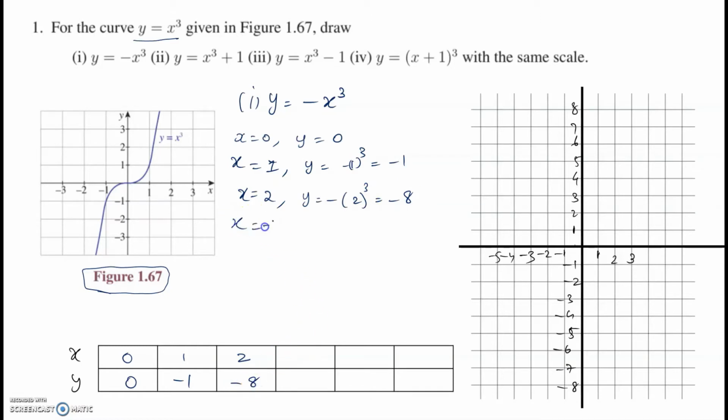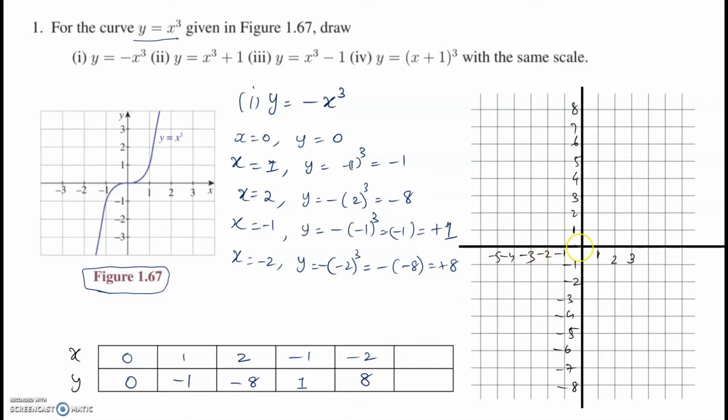If x is equal to, let's say, minus 1, then your y will be equal to minus of minus 1 the whole cube, which is minus of minus 1, that's equal to plus 1. So x is minus 1, then y is equal to plus 1. And if x is equal to minus 2, then y is equal to minus of minus 2 the whole cube, which is minus of minus 8, which is plus 8. So this is 8.